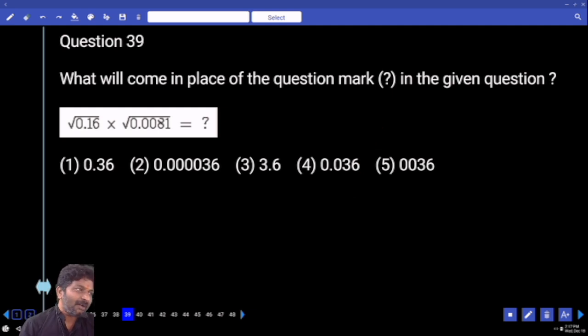Because 36 is common. Even if you consider original numbers, you will get 36. So don't worry about the number. Just concentrate on how many digits will come after decimal. Done. Okay.